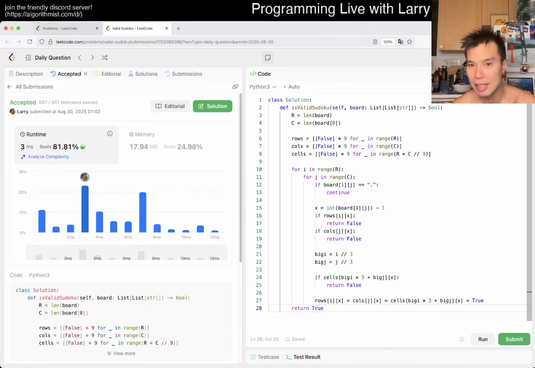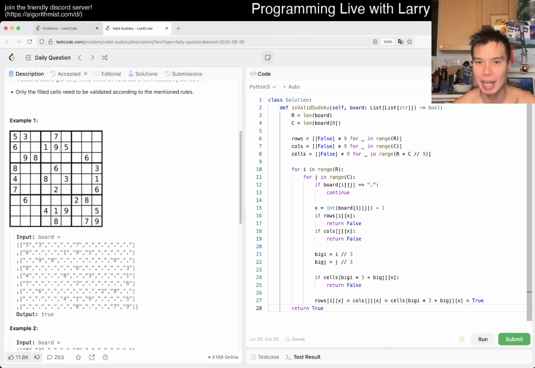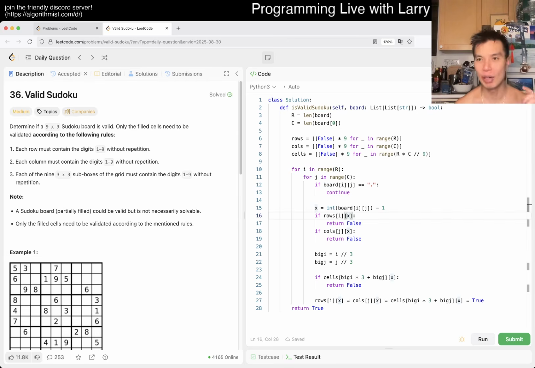Yeah, I mean, this is going to be linear time, linear space. Remember that, well, there's only 81 cells. And there's 81 cells here, 81 cells here, and 81 cells here, despite how weird I wrote this. And we look at each cell once. So yeah, linear time, linear space. That's it. That's all I have for this one. Let me know what you think.